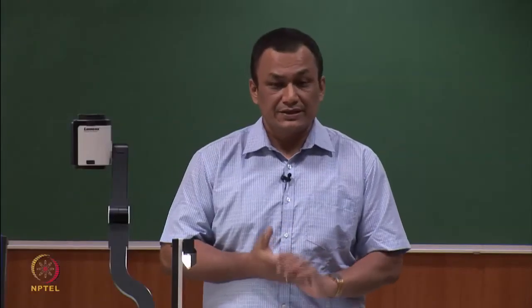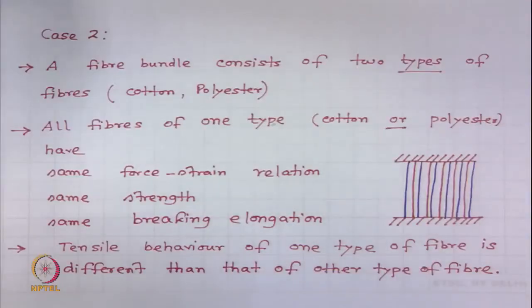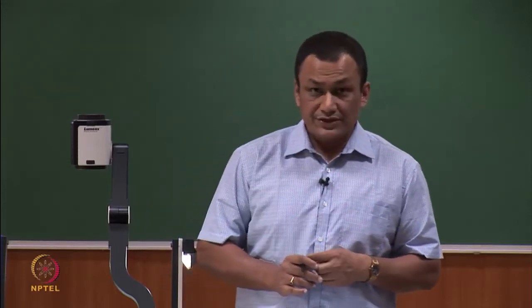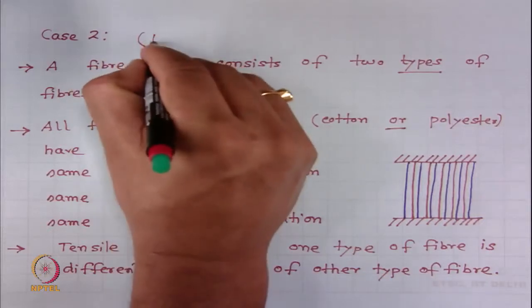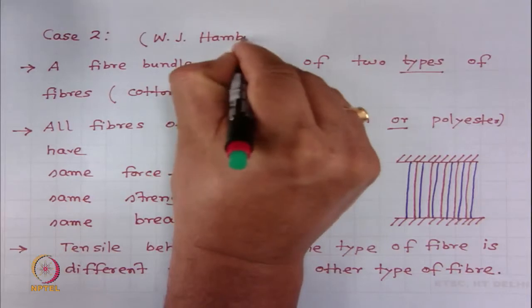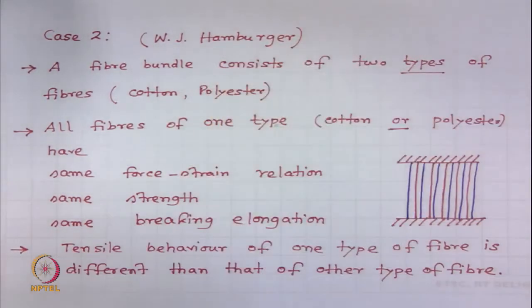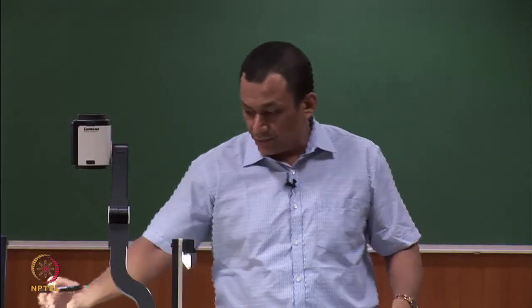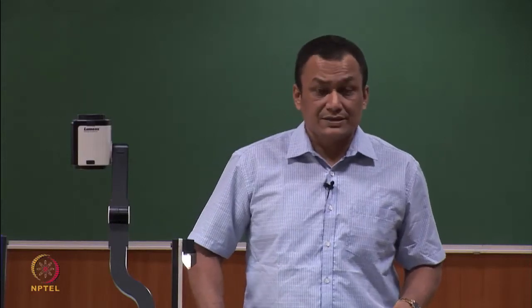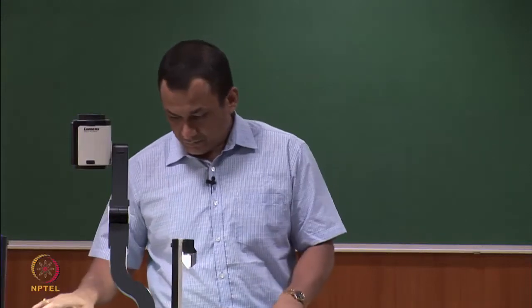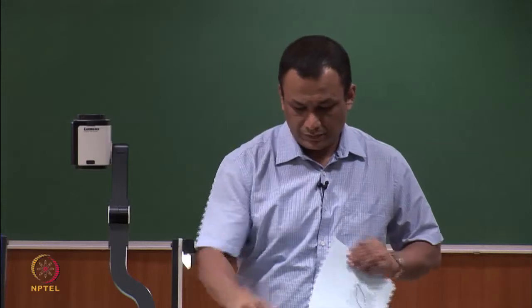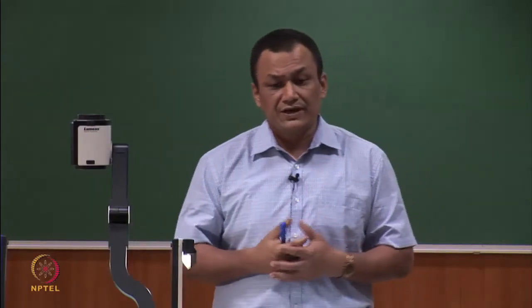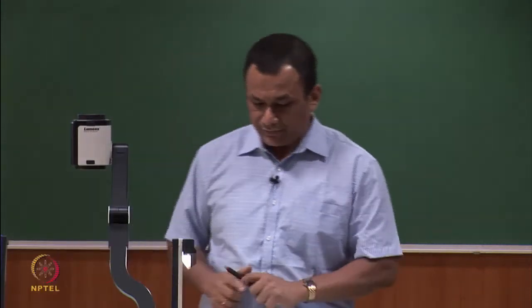What will be the tensile behavior of this bundle? This problem was theoretically solved many years ago by one researcher, whose name was W. J. Hamburger. So, the theoretical concept we are going to discuss now for this kind of bundle is also known as Hamburger's model. Before going into the detail of the model, let us define the symbols that we are going to use in Hamburger's model.